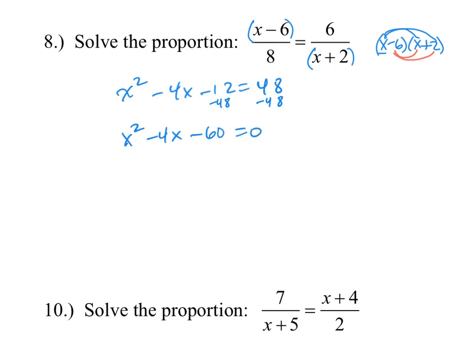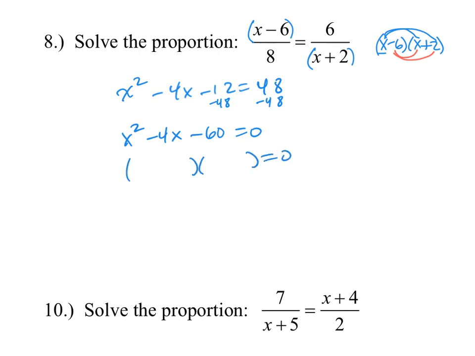So now let's see if we need to factor or use the quadratic formula. So the question is, are there factors of -60 that add up to -4? Well, if you think of the factors of 60, consider -10 and +6. -10 times +6 is -60, -10 plus +6 is -4. So this one is factorable. So let's go ahead and solve it by factoring.